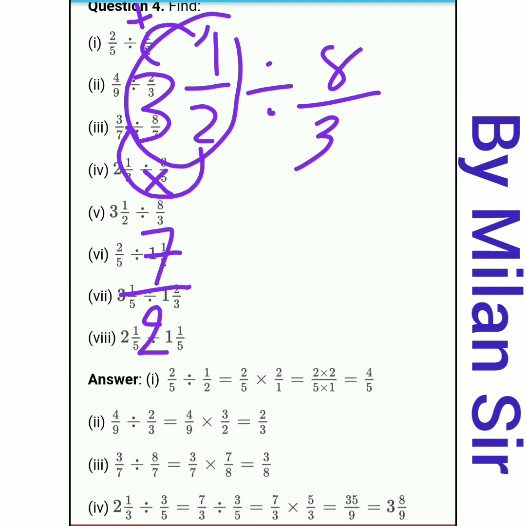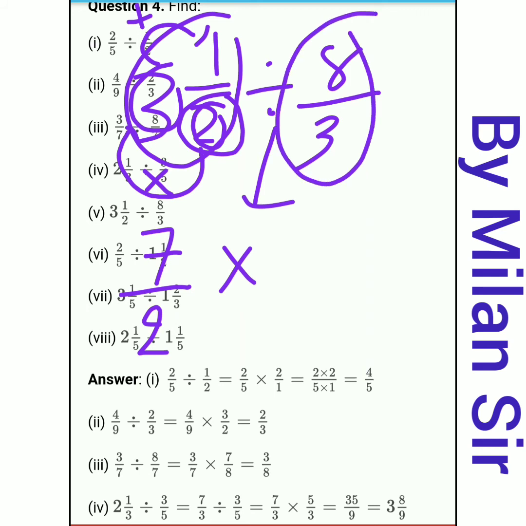Again, first of all we multiply our denominator and this integer part: 3 2s are 6, and we add our numerator, so 6 plus 1 is 7, and divide by 2 as it is. Then this division becomes multiplication, and we need to take the reciprocal of 8 by 3. The reciprocal of 8 by 3 is 3 by 8.